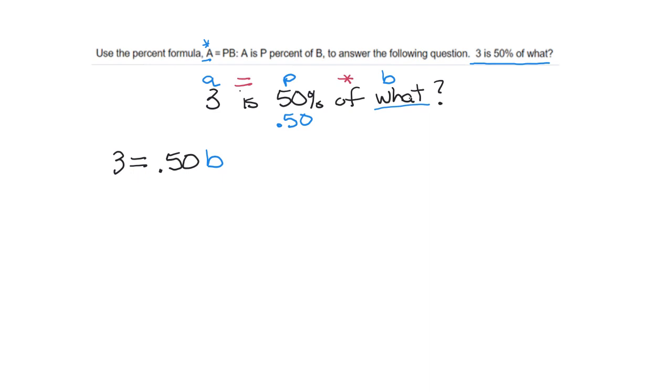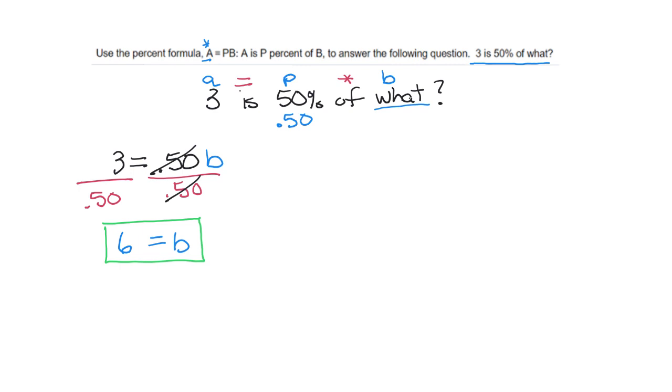So that's a multiplication. We're going to undo this by dividing by the number on both sides. Dividing out the 50/100 leaves you B by itself and the base number. So once you do your long division, you're going to find that this ends up being 6. So the base amount here is 6.